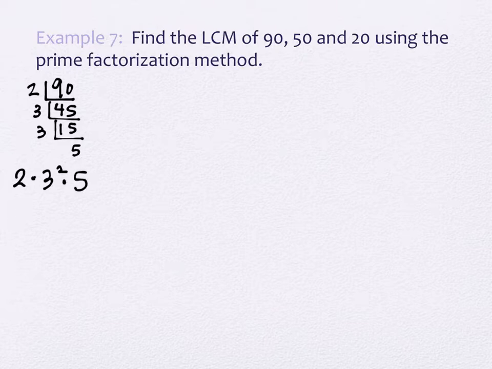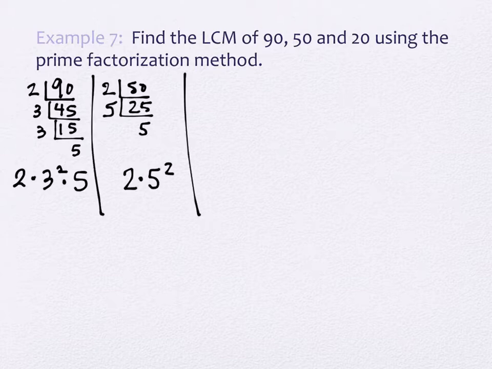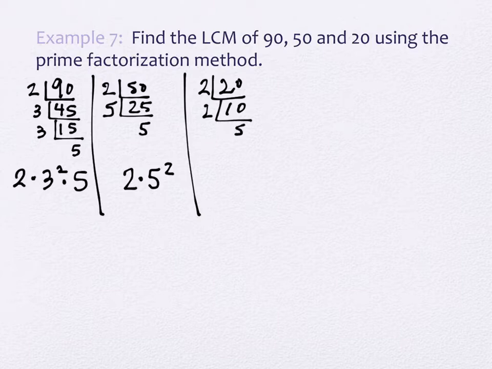Again, that's from 4.2. Is that part okay? Yes. All right, good. The next number is 50. Smallest prime factor, 2, which gives me a 25, and then 5 and 5. So this is actually 2 times 5 squared. Last number is 20, which divides by 2 to give me 10, which divides by 2 to give me 5. And so this one is 2 squared times 5.